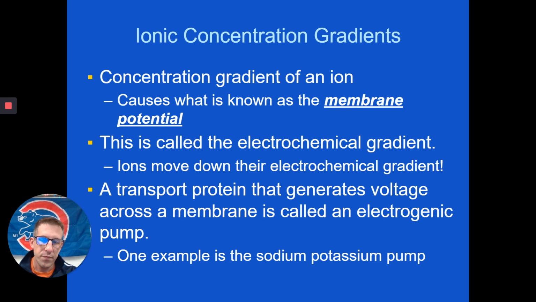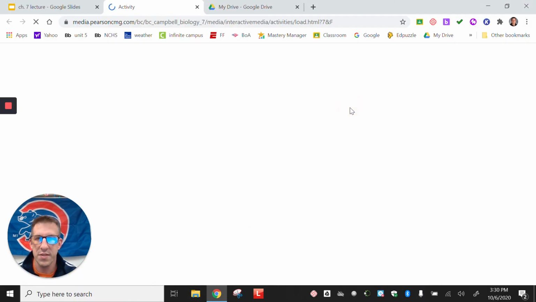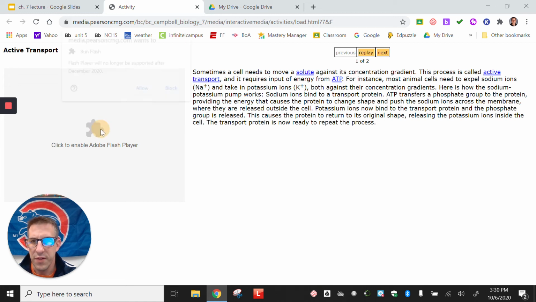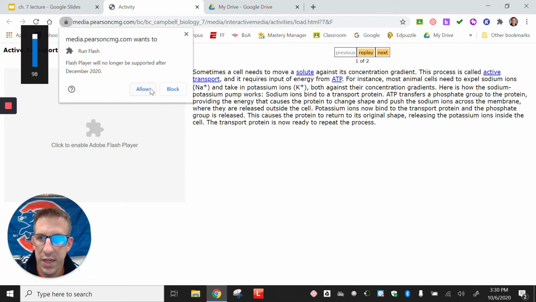Okay, so there are certain types of transport proteins that will help to move these ions from down below the Hoover Dam to up on top of the Hoover Dam. Okay, and they are called sodium-potassium pumps. This is a main example of one, and I think this works. I tried it out. I'm going to try to see if it'll work this time. It's a flash-based thing. We're going to allow it, and I'm going to let you listen to what she has to say.